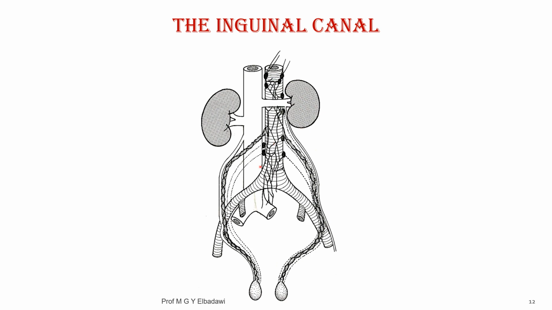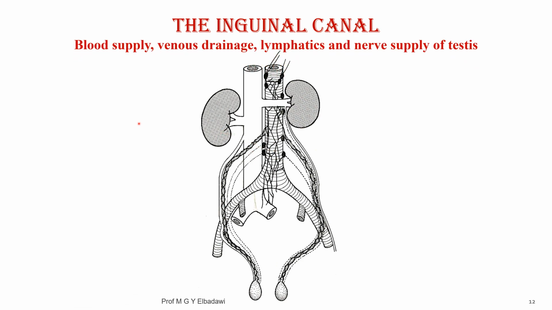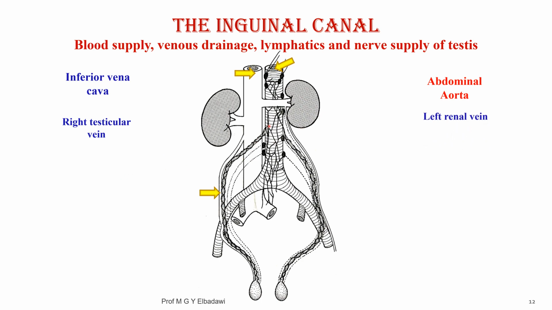Now, this is a diagram showing the testis coming out from the abdominal cavity with all of its derivatives: the artery, the vein, the nerve, and the lymphatics. So that is the inferior vena cava here, that is the abdominal aorta, that is the right testicular vein which ends in the inferior vena cava, and the left renal vein which receives the left testicular vein. This is the testicular artery coming directly from the aorta on each side, surrounded by the sympathetic plexus.